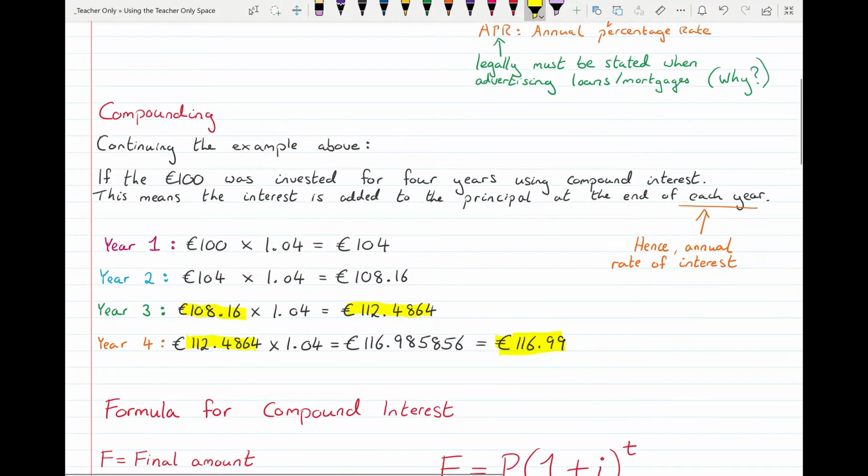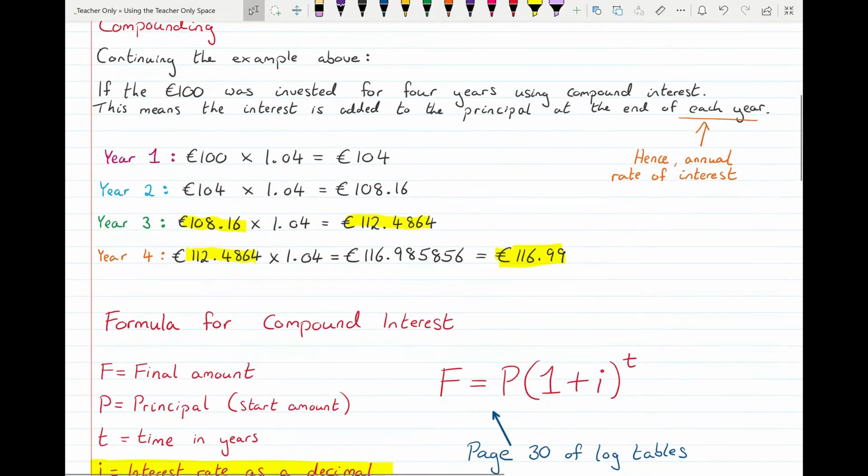What happens then if you have a 30-year mortgage and they're trying to figure out how much the interest and things like that are going to be? You're not going to stay doing that manual compounding all the time. So what we have is a formula for it that does it all in one go. And it's on page 30 of your log tables.